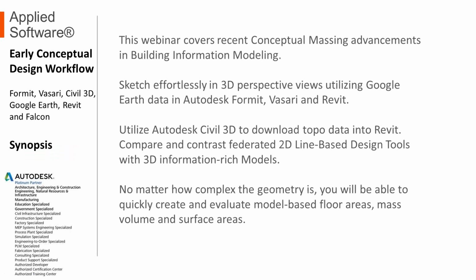So this webinar covers the recent conceptual massing advancements in building information modeling. Sketch effortlessly in 3D perspective views utilizing Google Earth data in Autodesk Formit, Vasari, and Revit. And also utilize Autodesk Civil 3D from your civil engineer to download topo data into your Revit. Compare and contrast federated 2D line-based design tools with 3D information-rich models. And no matter how complex the geometry is, you will be able to quickly create and evaluate model-based floor areas, mass volumes, and surface areas.